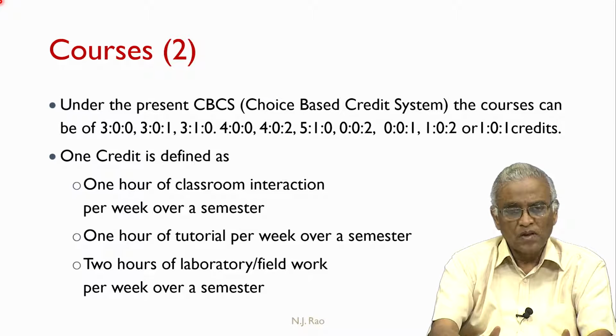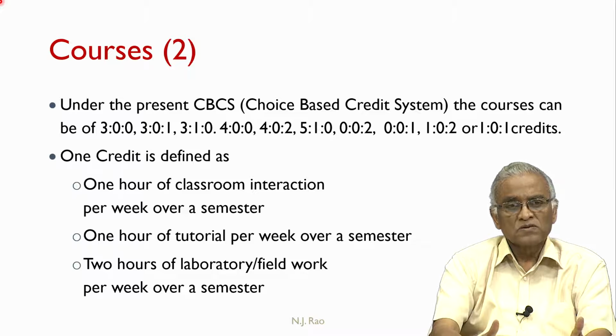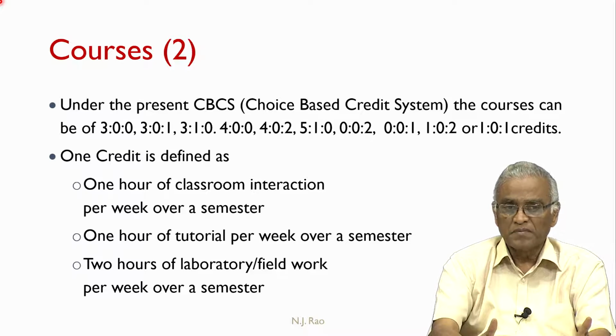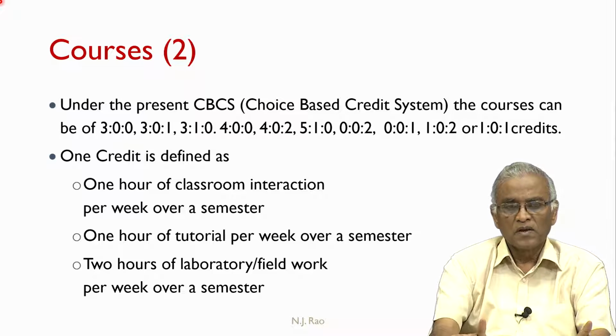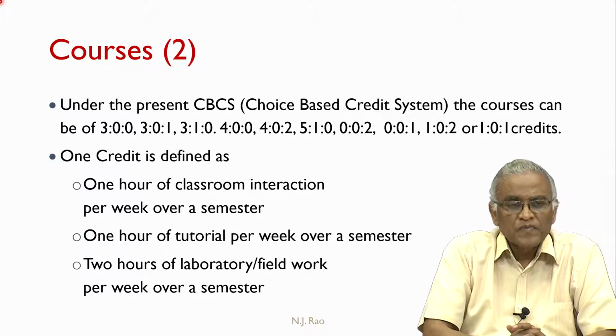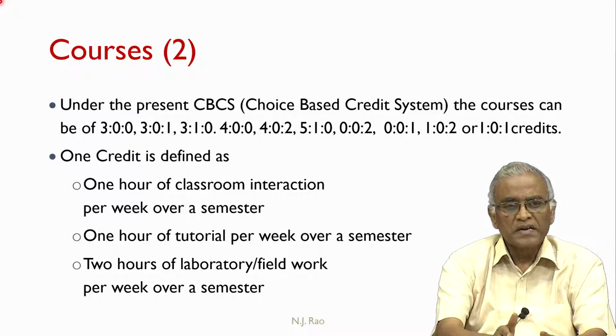Even if you take the highest one, 1 credit is defined as 1 hour of classroom session interaction per week over a semester. So, 1 credit would mean 16 classroom hours over a semester maximum, and 1 hour of tutorial per week over a semester, or 2 hours of laboratory or field work per week over a semester. So, what does 3:0:0 mean? 3 times 16 maximum, or minimum 3 times 14, that is 42 to 48 classroom sessions and no more.